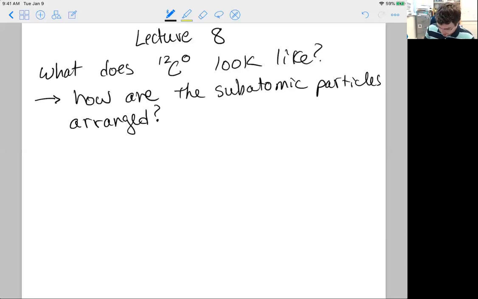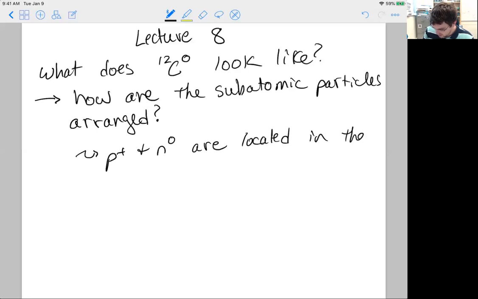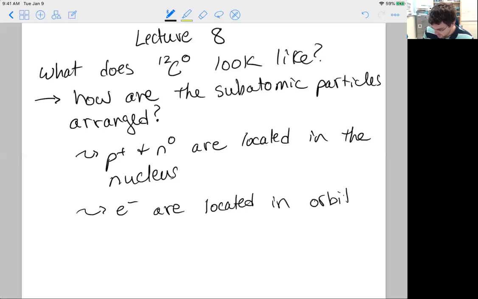Now, to recap, we've brushed on this a little bit, and when we described subatomic particles at first, we said protons and neutrons are located in the nucleus. Electrons, these low mass particles, are located in something called orbitals.